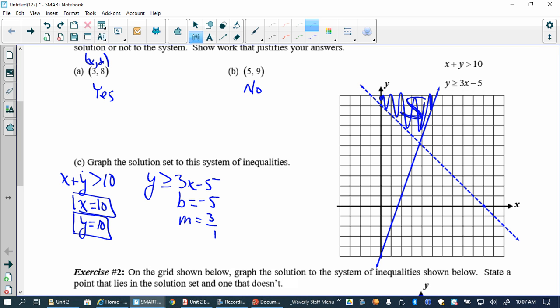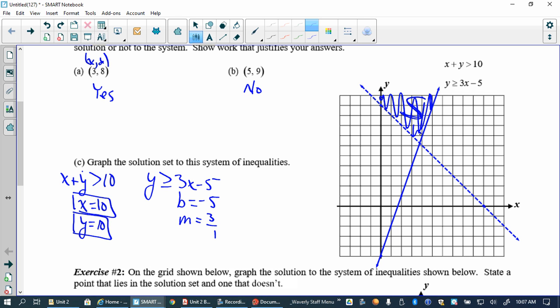Okay, so don't forget, know when to use a dotted line and a solid line. And when you have a system, hold off on the shading till you get them both graphed and figure out where, because you could make a mess and then not be sure, right? If you wanted to shade them as soon as you did it, then you'd have to go back and darken in where they overlap, that's fine, as long as it's clear, right?